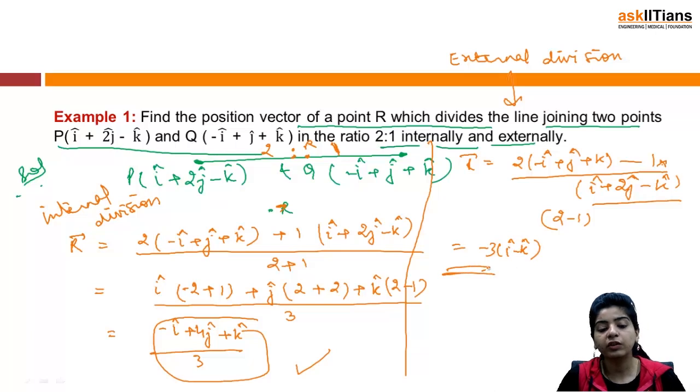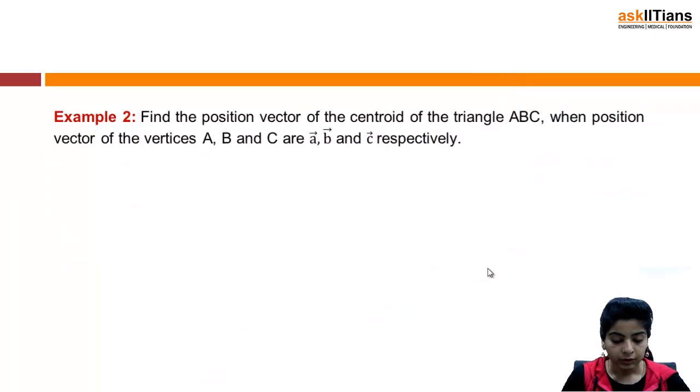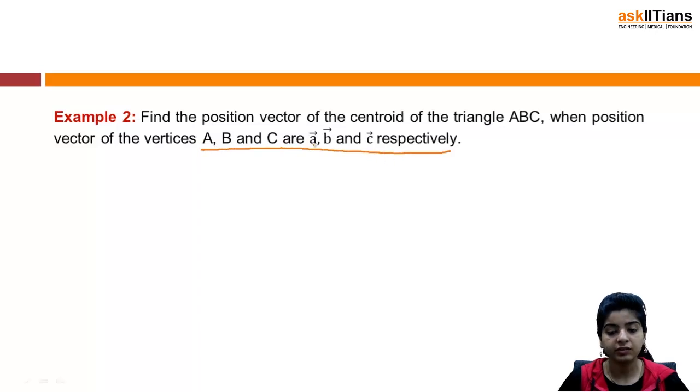So see, the section formula is quite simple and even its application is simple. The next question that I have is: find the position vector of the centroid of the triangle ABC when the position vectors of the vertices A, B and C are vectors a, b and c respectively.